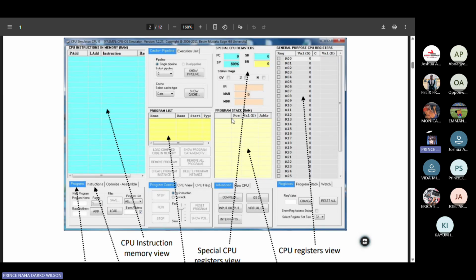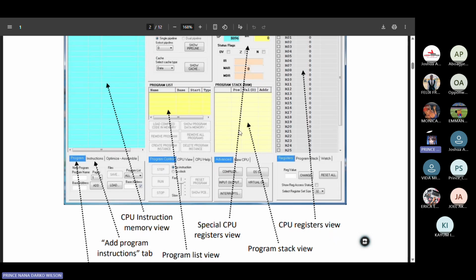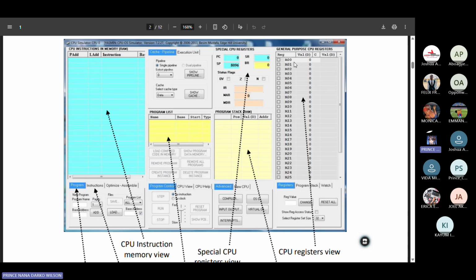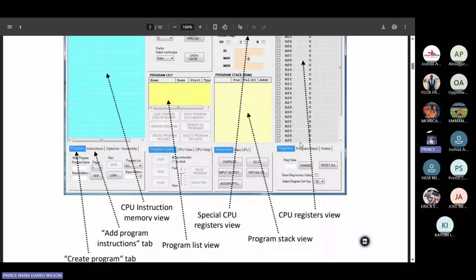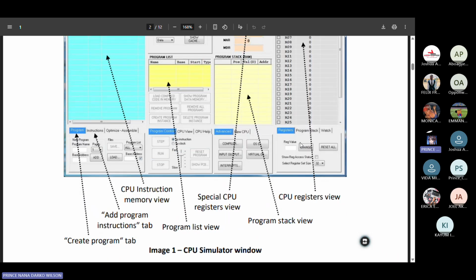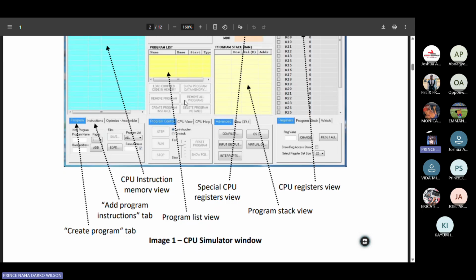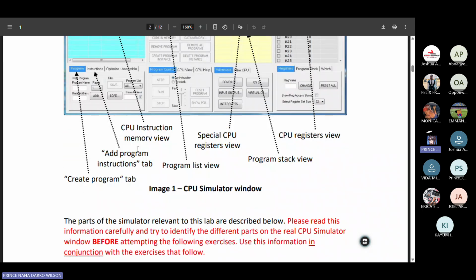And then we have the CPU registers view on this side. You see the registers labeled R00, register 1, register 2, etc. There can be a different number of registers. Some CPUs, older systems, have only 8, and more recent ones can have up to 128 and beyond. And then we also have the program list. Whenever you enter a program, you're going to see a list start to be formed here. We'll see that later. We can add instructions on this side, and create programs on this side.